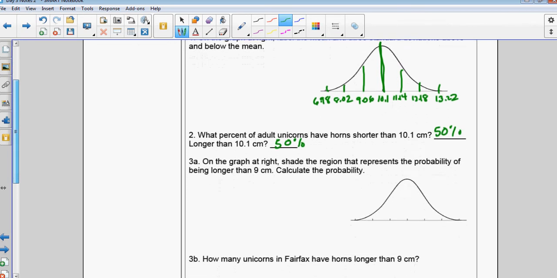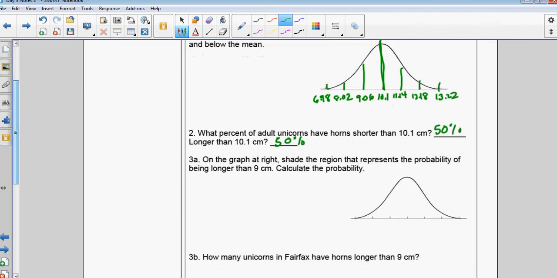Alright, for number 3, we want to shade the probability of being longer than 9 centimeters. So you have the same numbers, and here's your mean of 10.1. And this here was 1 standard deviation below the mean, and it was 9.06. So if you are going to be longer than 9, then it's going to start a little bit before 9.06, and longer than 9 is going to be everything over here. Okay, so you're going to start the same way as before, but the trick is this time we're looking for longer than 9 centimeters instead of shorter.